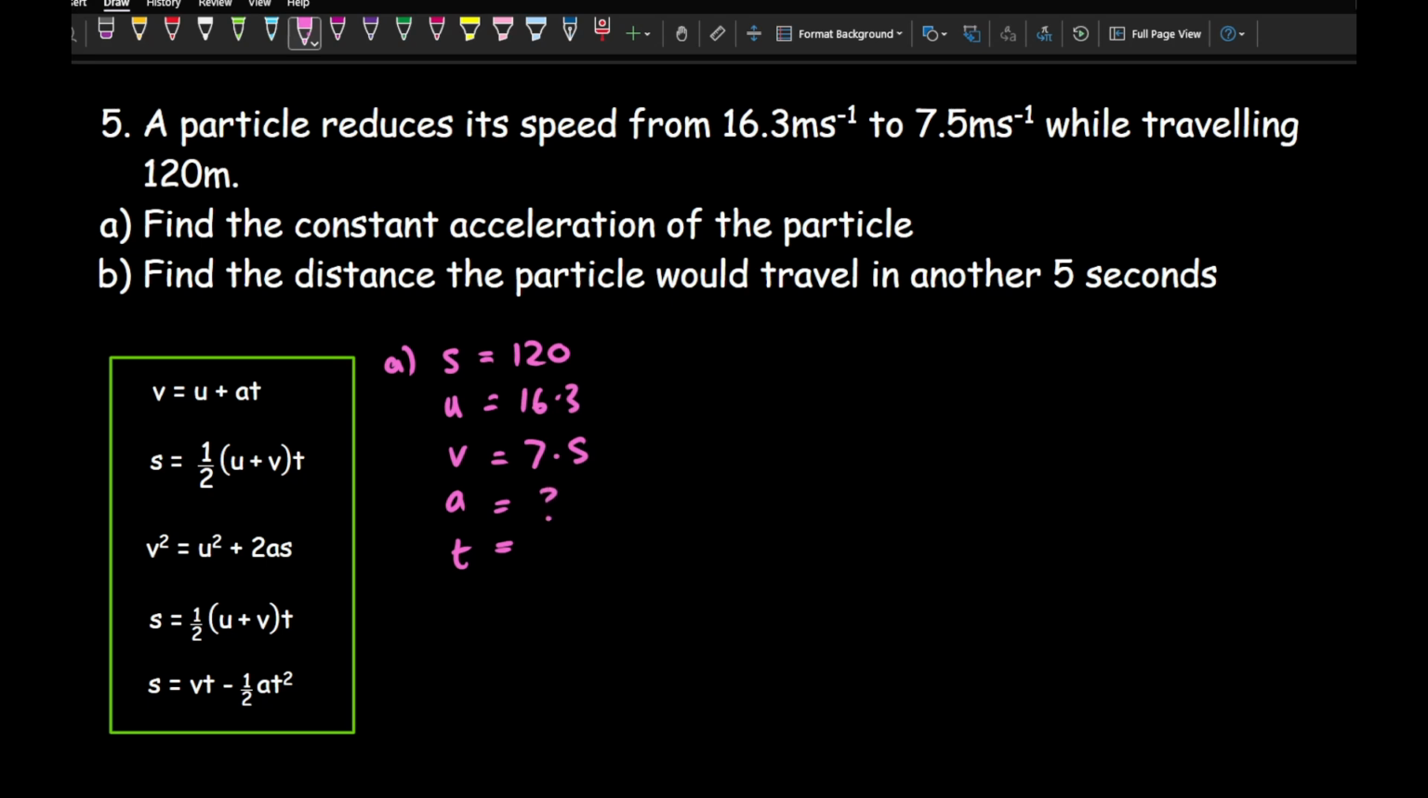Now again, it's always worth making sure that the units are correct and the same distance units and the same time units are used before we continue. Now once we're happy with that, we're then looking for a formula that uses S, U, V and A, and that is going to be our third one here. So typing all this in and substituting the values in, and again, always good practice to write down the formulas.